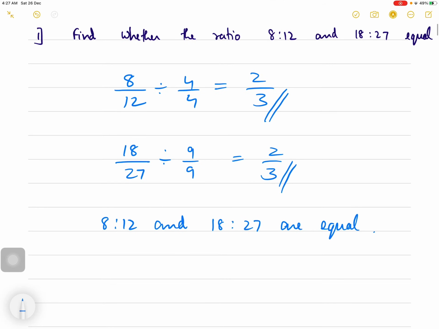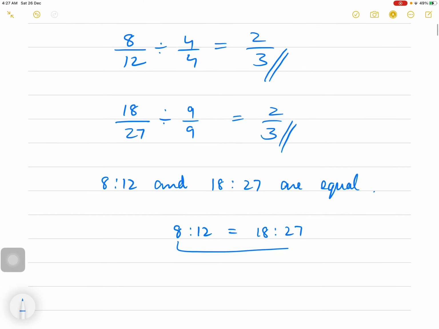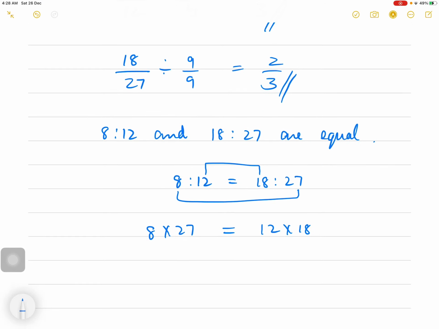One more way what I can do is, we are supposed to find out whether 8 is to 12 is equal to 18 is to 27, right? So these are the extremes. If the product of extremes is equal to the product of means, then they are equal, right? So 8 into 27 is equal to 12 into 18. If these are equal, then the ratios are equal.